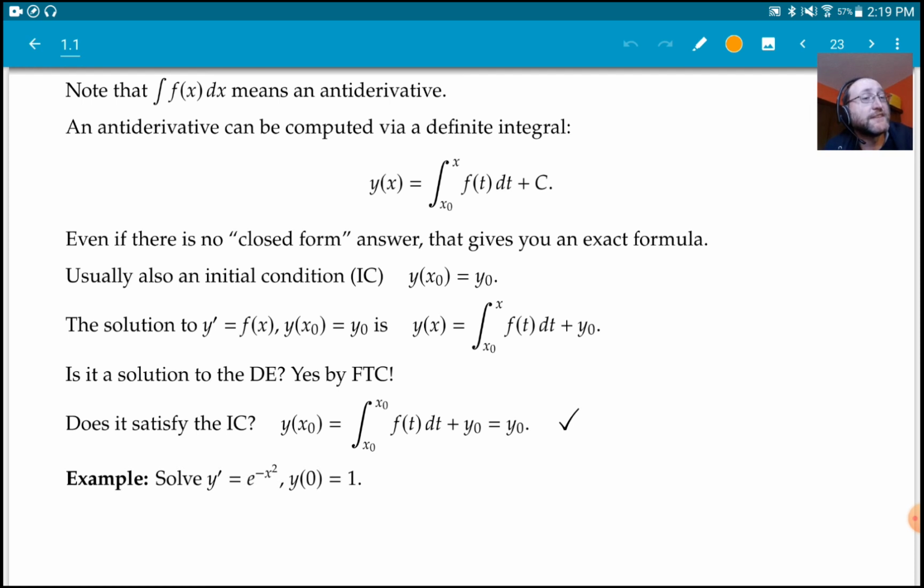So let's give an example. Suppose that I have this differential equation and this initial condition, at 0 it's supposed to be 1, right? And I can just write down what the formula is. That gives me my solution, and that's really the best way that you can write this. There's no simpler way to write this, because there's no closed form solution for this.